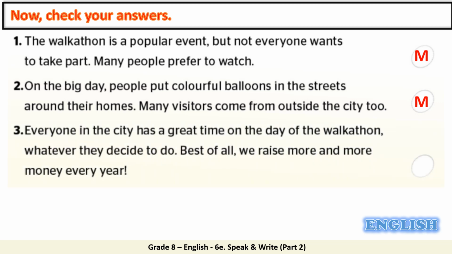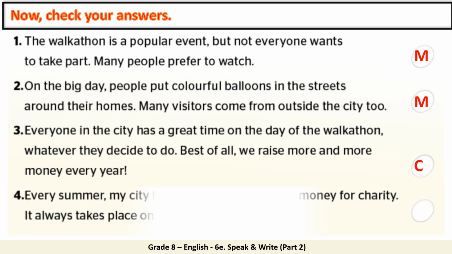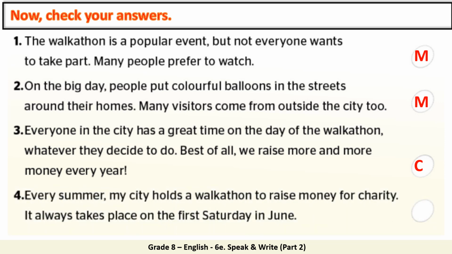Number 3. Everyone in the city has a great time on the day of the walkathon, whatever they decide to do. Best of all, we raise more and more money every year. So, again, which part do these sentences belong to? Good job. They belong to the conclusion. Let's move to number 4. Every summer, my city holds a walkathon to raise money for charity. It always takes place on the first Saturday in June. So, which part do these sentences belong to as well? Well done. They belong to the introduction.